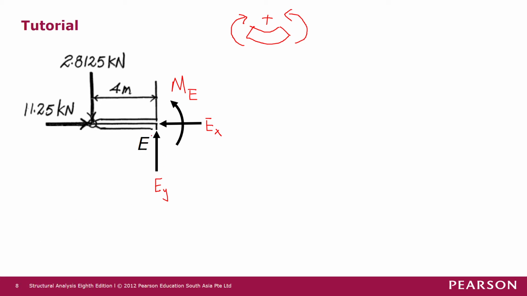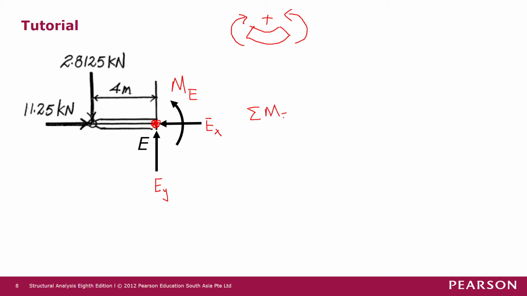To solve for ME, we may sum moment at joint E so that we can eliminate the two unknowns, EY and EX, so we don't have to know these two forces. We just take a point where we sum the moment that eliminates the two unknown forces. These two forces, EX and EY, both pass through joint E, so they don't create any moment. This 11.25 kN force also passes through joint E, so it doesn't create any moment about joint E as well.